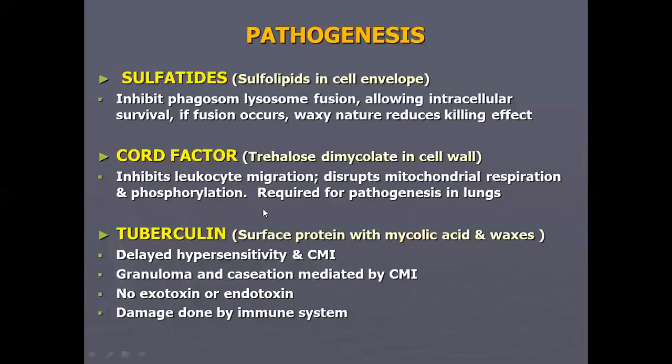This is what we call the purified protein derivatives also. So these tuberculins, along with the mycolic acid and the waxes, all contribute towards the virulence of the microorganism. There is a delayed hypersensitivity that leads to granuloma formation, and then it turns into caseation because of the cell-mediated immune response. There are no toxins, either exotoxin or endotoxin, and the damage is mostly done by the immune system. So these proteins, along with the mycolic acid and the sulfatides, all contribute towards the virulence of this microorganism.